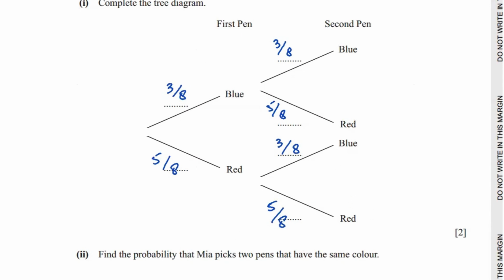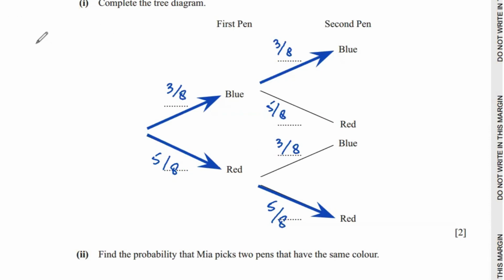If she was not replacing them, then your total number of pens would reduce by 1, and the total number of red and blue pens would also reduce depending on which one you're picking. Find the probability that Mia picks 2 pens that have the same color. So same color is going to be either blue, blue, or red, red. Now remember, when you're going along the lines, the branches of the tree diagram, you multiply. Across the branches, you add.